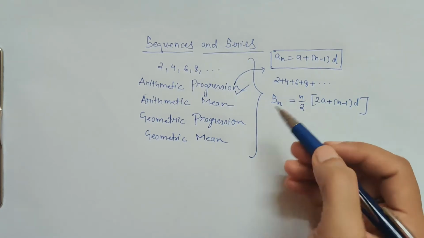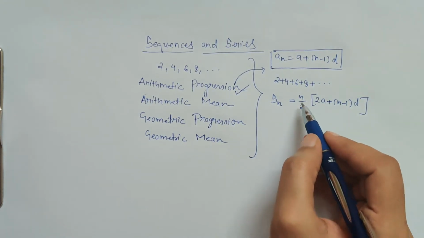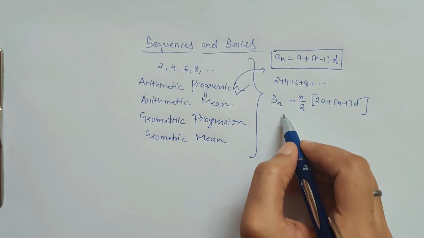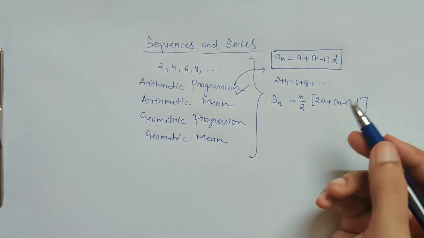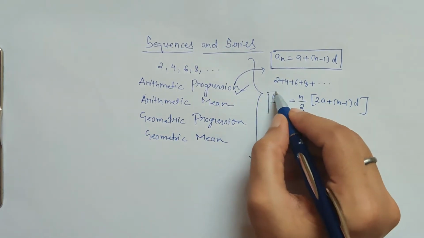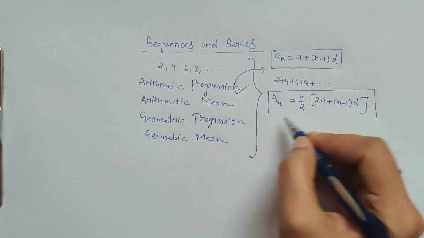So to overcome that, we have this formula for finding the sum up to n terms. Again, this is one important formula that we will be studying in this chapter.